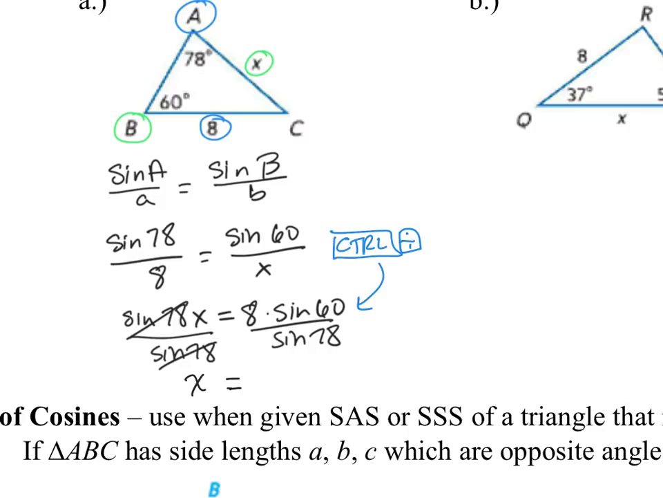And so when we take 8 times the sine of 60 and divide it by the sine of 78, our answer rounded to the nearest hundredth would be, and let me change this x to approximately equal to 7.08.